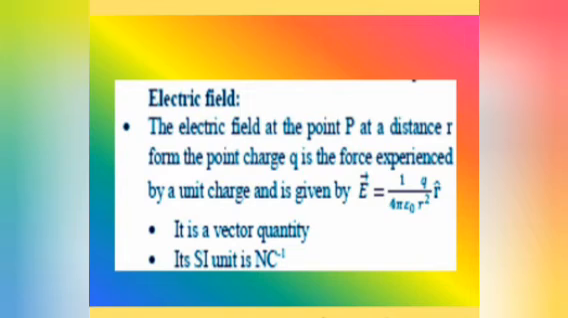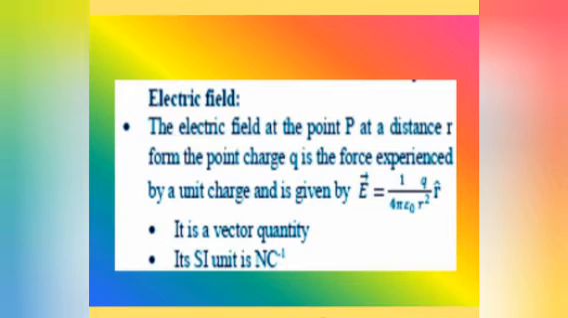The concept of field. The electric field at point P at a distance r from the point charge Q is the force experienced by a unit charge, and it is given by E vector equal to 1 divided by 4 pi epsilon naught, Q divided by r square, into r cap. Here r cap is the unit vector.